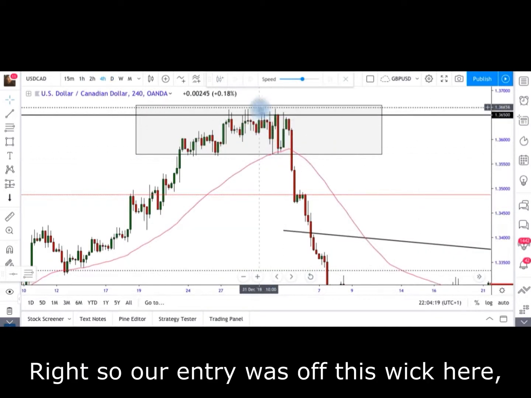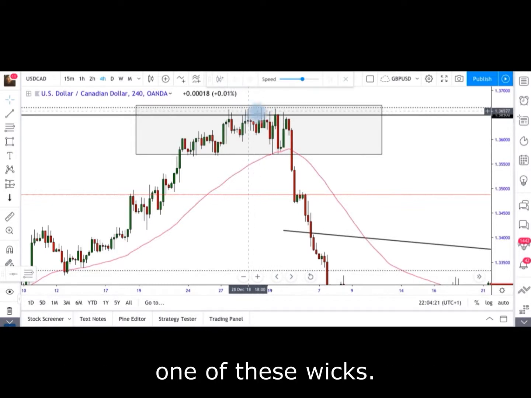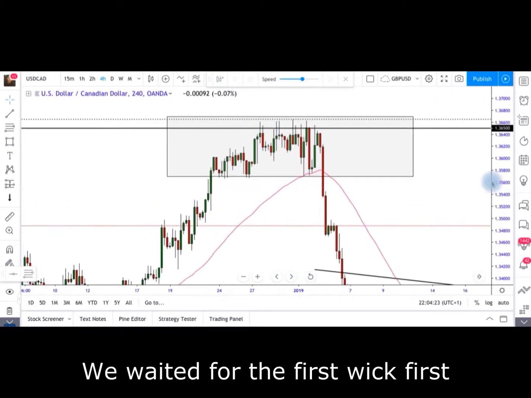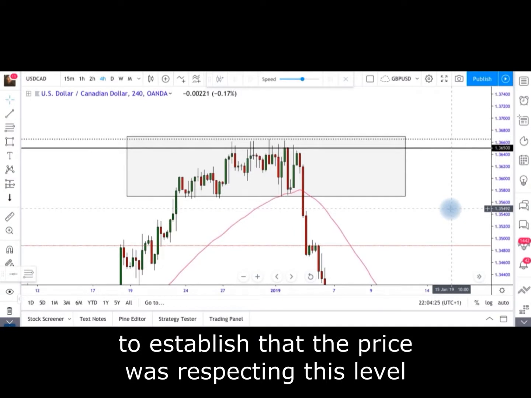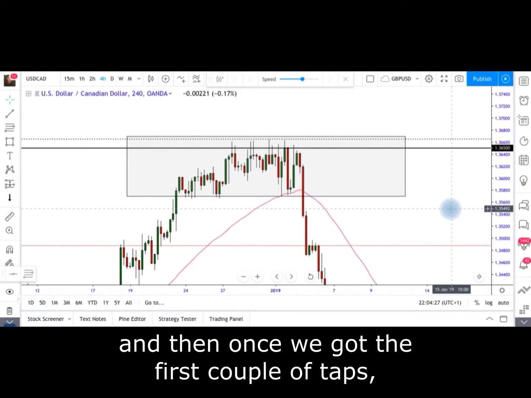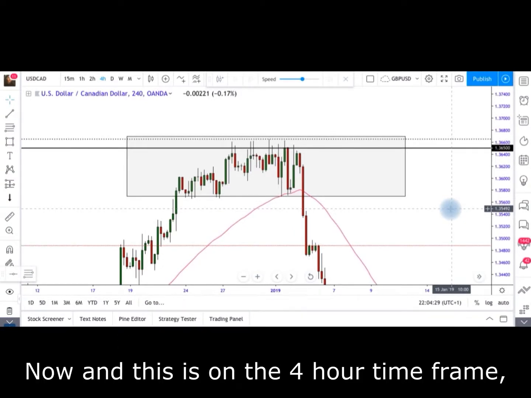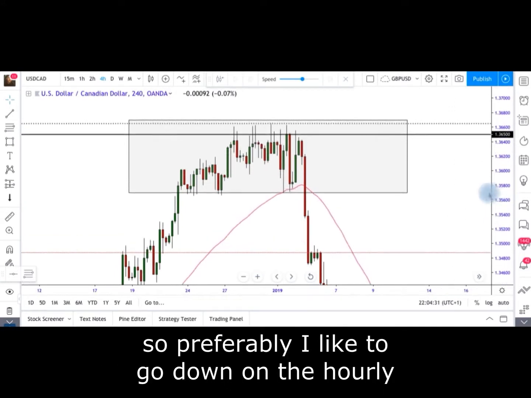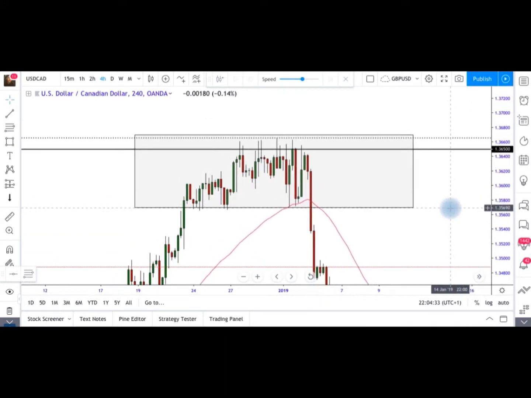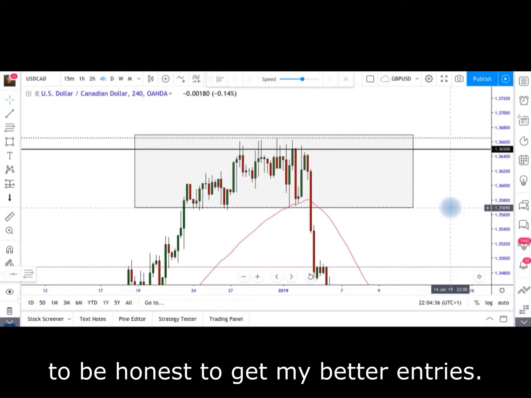Right, so our entry was off this wick here, one of these wicks. We waited for the first wicks first to establish that price was respecting this level, and then once we got the first couple of taps, we got in on the third or the fourth wick. Now, this is on the 4-hour time frame, so preferably I like to go down on the hourly, to be honest, to get my better entries.